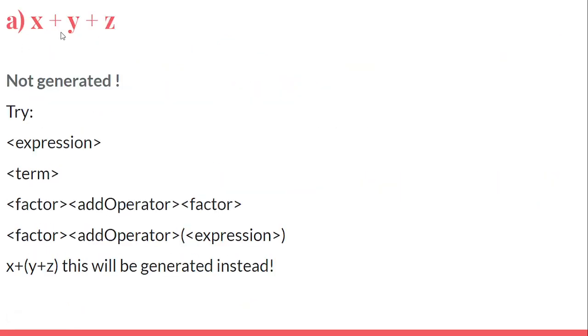The first string we are given is x plus y plus z. We cannot generate this string. If we start with expression, then we replace it with term, then term will be replaced with factor, add operator, factor. The first factor will give us the x we want, and the add operator will give us the plus. So to get the y plus z, we need to replace the factor with expression. But when we replace the factor with expression, we have to apply the brackets. So we will get x plus, then y plus z inside the brackets. This will not be the same as this string. Therefore, we cannot generate x plus y plus z from this grammar.